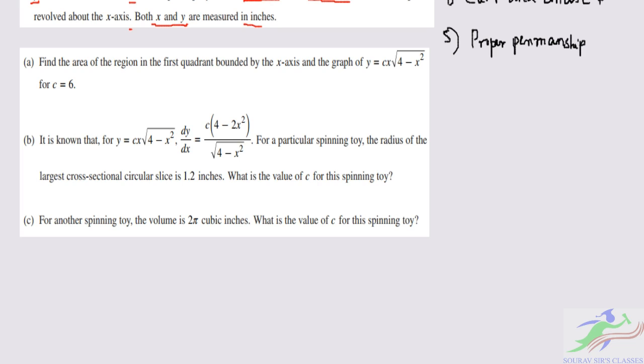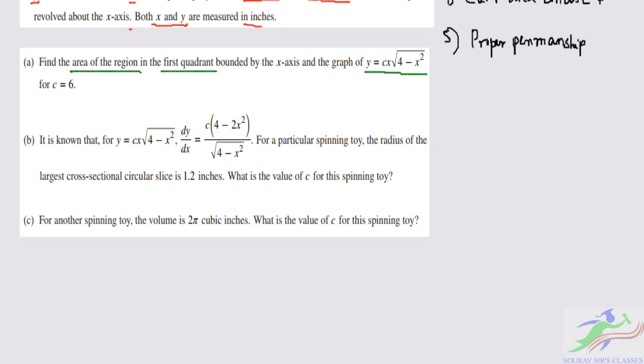So first let's check the question number 3a. We have to find the area of the region in the first quadrant bounded by the x-axis and the graph y equals cx root over 4 minus x squared.